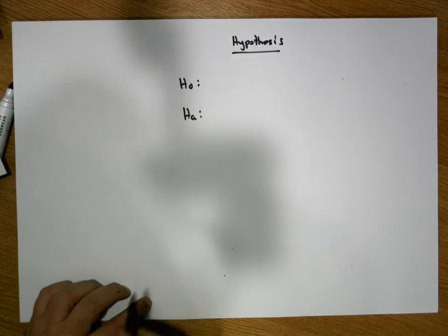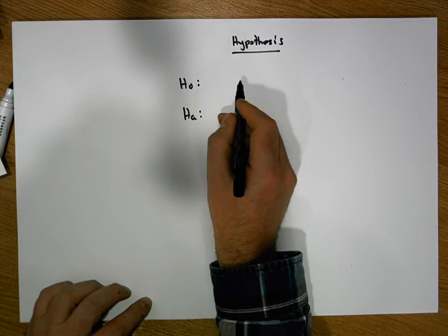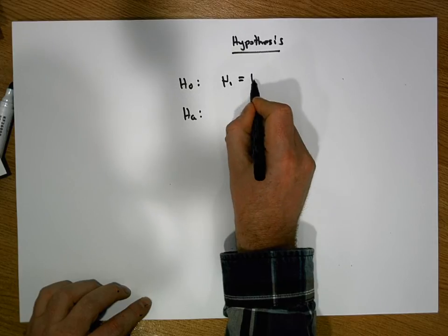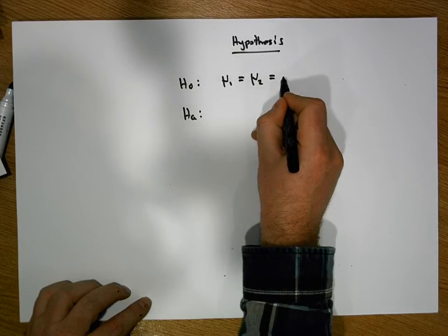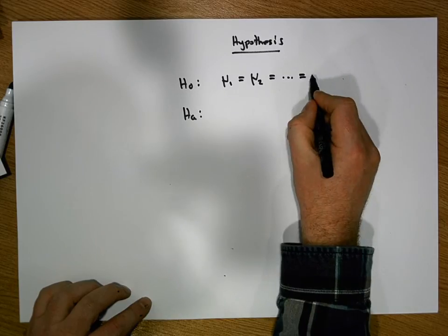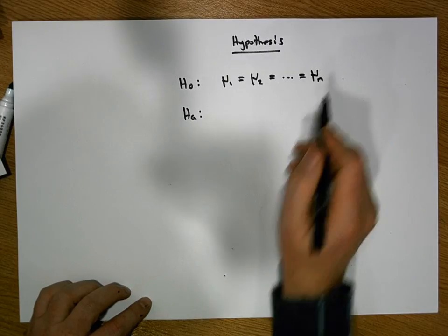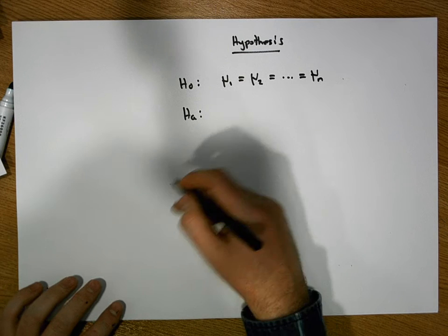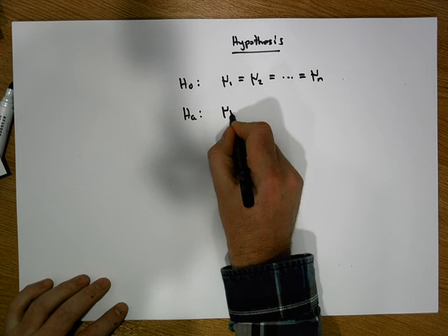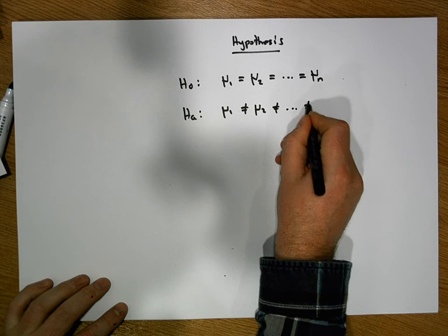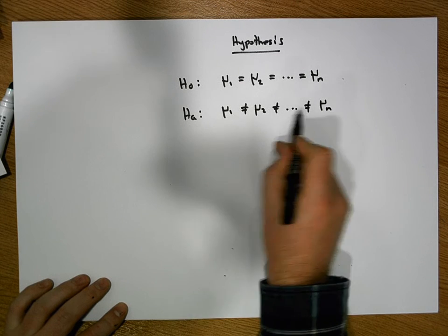The null position is that there's no difference between our groups. In other words, the average of the first group is the same as the average of the second group, which is the same as the average of the third group, the fourth group, the fifth group, and the average of the nth group, depending on how many groups we have. And the alternative is that at least one of these mean values is different to some other mean.